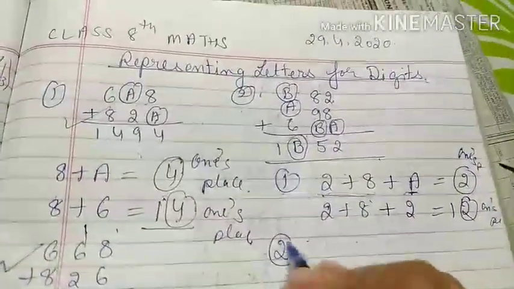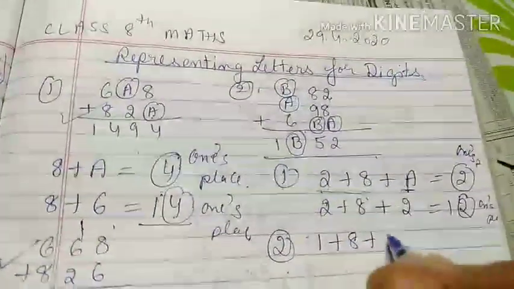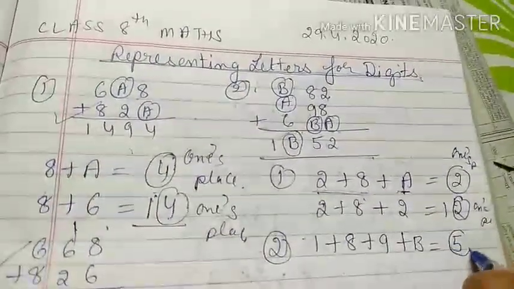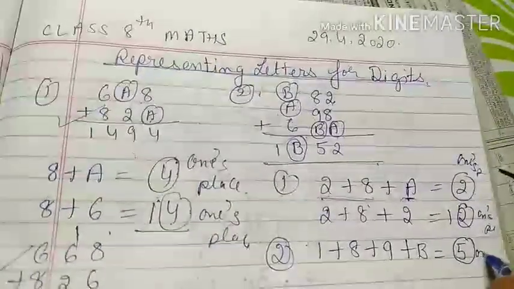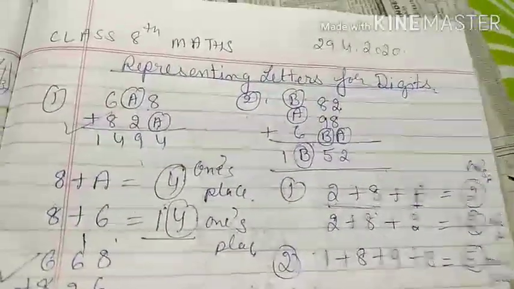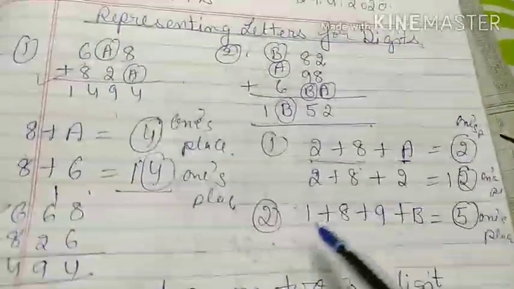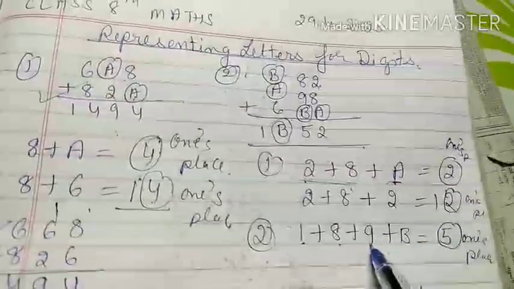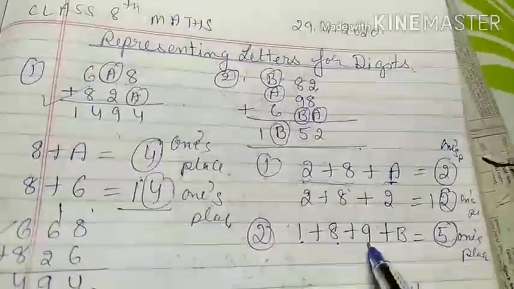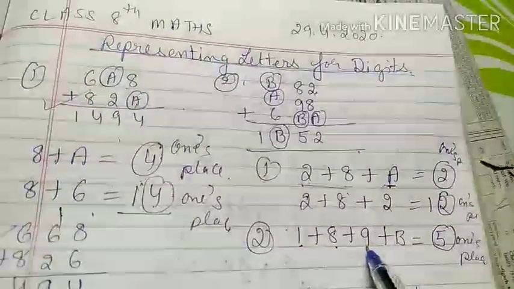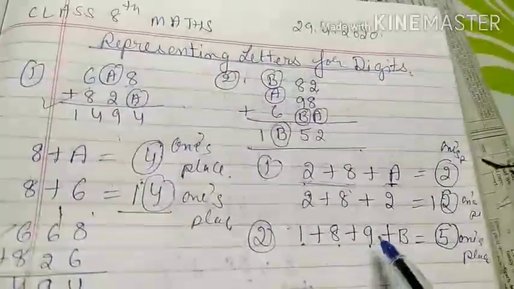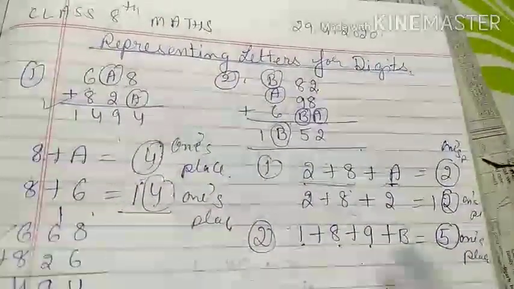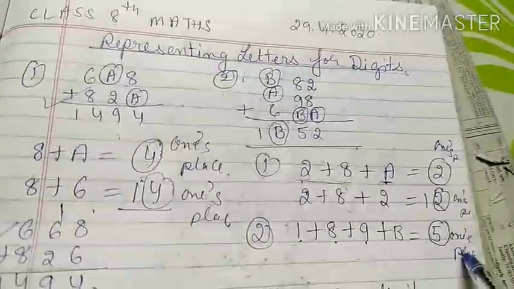Like in the second step, 1 plus 8 plus 9 plus B is equal to 5. It doesn't mean 5 should be there. It means any number whose ones place is 5. Now we check: 1 plus 8 is 9, 9 plus 9 is 18. After 18, we have to find the number whose unit place is 5. So what number should you add to 18 that gives you a number whose unit place is 5?